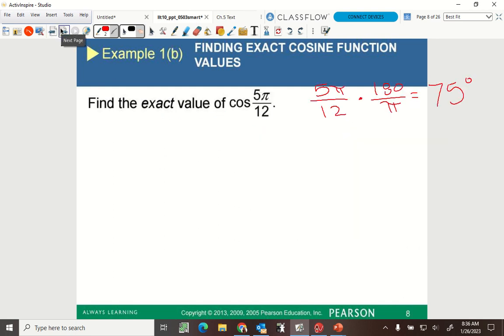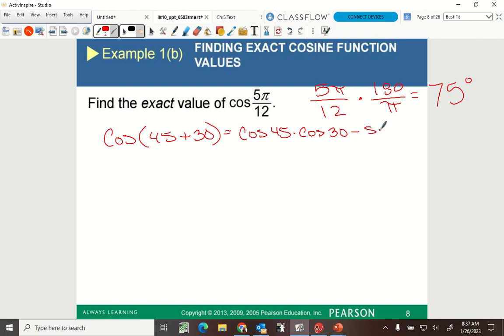For the sake of argument, to make this as easy as possible, the smaller numbers you use, the easier it is. So let's use stuff in quadrant one whenever possible. So that's going to be 45 and 30. So this is cosine of 45 plus 30. I write that out, and then my formula: cosine 45 times cosine 30 minus sine 45 times sine 30.